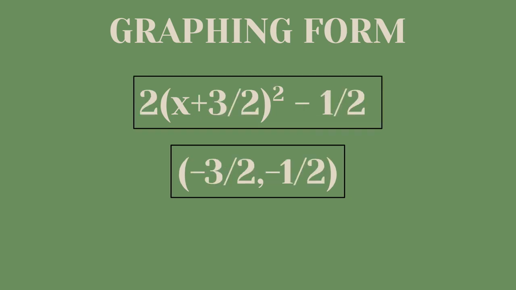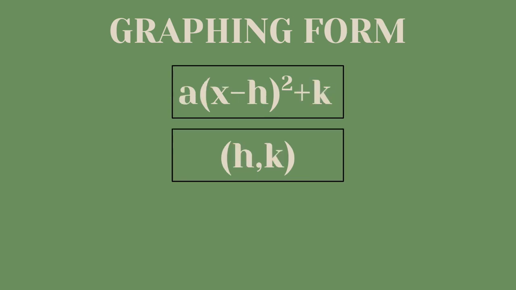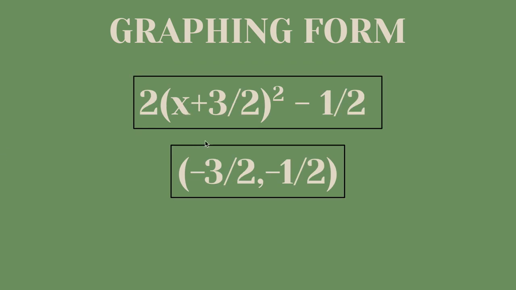So because our equation is 2 quantity x plus 3 over 2 squared minus 1/2, we can easily tell that our vertex is at negative 3 over 2 comma negative 1/2. And the reason it's negative 3 over 2 is because when in graphing form, the equations are written as minus h, and for our locator point, we need positive h. So it'll always be the opposite of whatever is in this h section. So because we have positive 3 over 2 for h over here, our actual h value is negative 3 over 2, which is why this is our vertex.